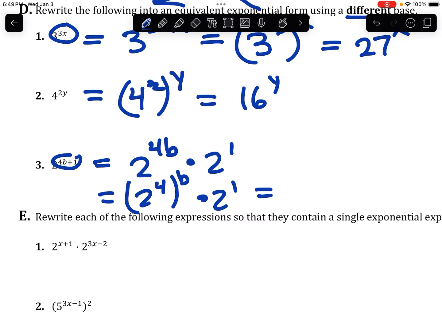Then I can rewrite 2 to the 4. 2 to the 4th is obviously 16, if you just multiply 2 times itself 4 times, to the b. But you still need that times 2 on there. We know that 2 is the same thing as 2 to the 1st. So either way you say it is totally fine.